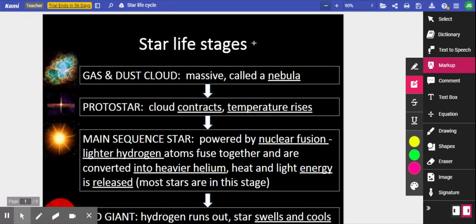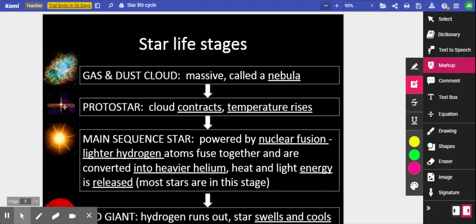Here are the star life stages in your notes. Stars are born in gas and dust clouds called nebulae. These nebulae are scattered throughout most galaxies. So the material in this massive gas and dust cloud gets pulled together, pulled to the center under the influence of gravity. And this is where it begins to spin and really heats up in the center.